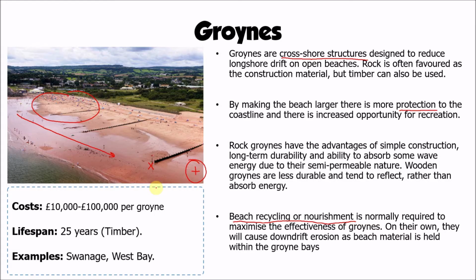Costs vary quite significantly, maybe £10,000 for a timber groin, upwards to maybe £100,000 if that groin is being made out of rock armour. Lifespan is relatively short for a timber groin, obviously almost indefinite for a rock groin. And locally in Dorset, a couple of good examples: Swanage. There are about 20 or so timber groins built along the beach in Swanage, and at West Bay they've used 2 rock armour groins to help trap material on the beaches there.